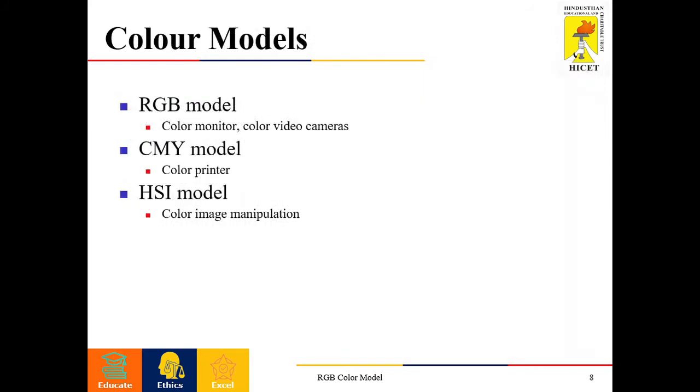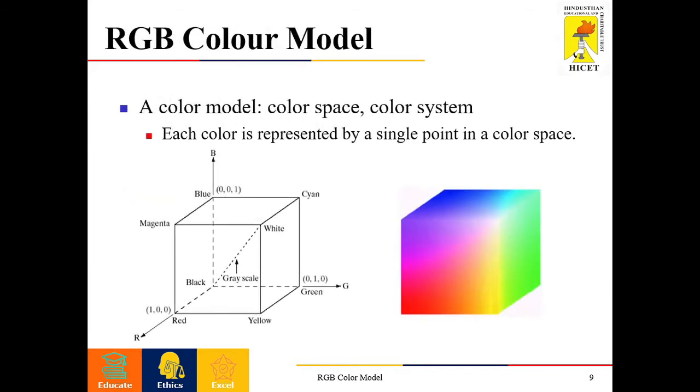Then color models. There are a number of color models available. The red, green, blue RGB model is used in color monitors and color video cameras. The cyan, magenta, yellow model is used in color printers. The hue, saturation, intensity model is used for color image manipulation. In this lecture, we cover only the RGB model. So this is the illustration of the red, green, blue model.